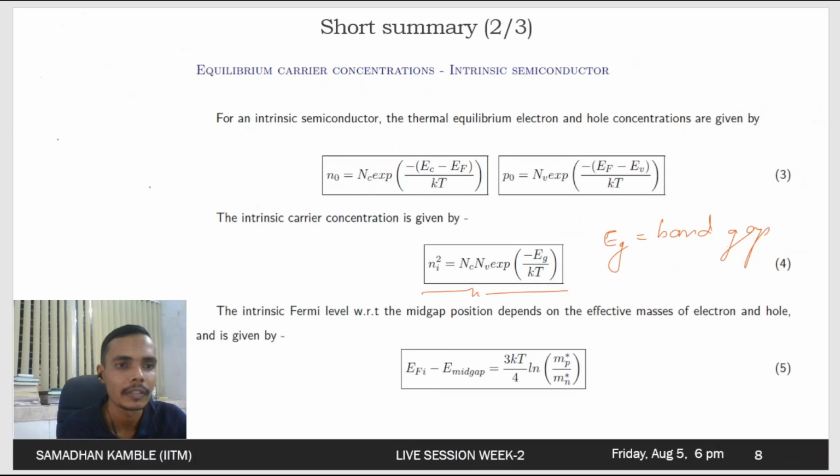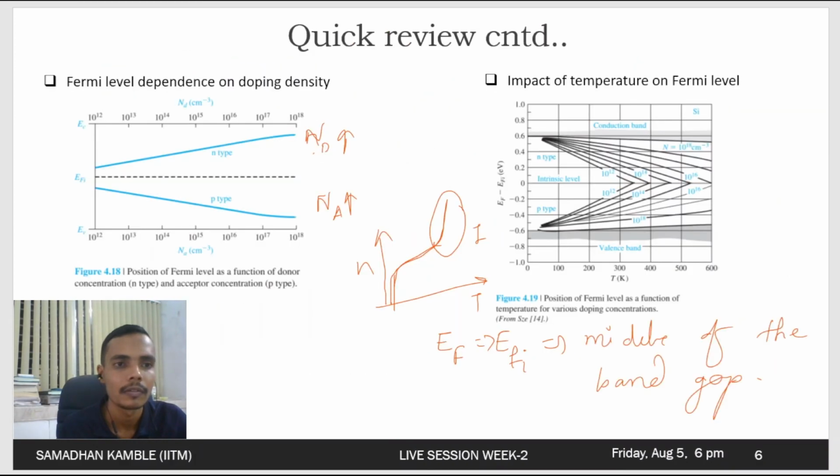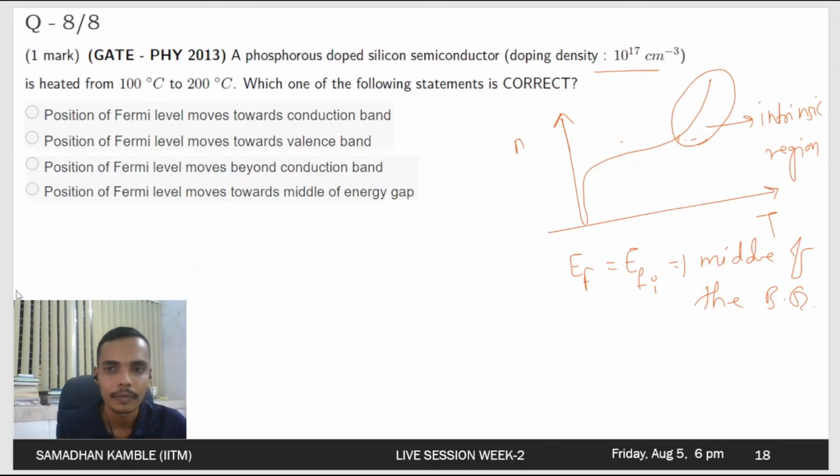So here you can see the position of the Fermi level when we increase the temperature moves towards the middle of the band gap, which is at the intrinsic level. So it depends upon different concentrations, but taking one concentration, you can see for 100 to 200 or different temperatures, it tries to move towards the middle of the band gap. Okay, so is it clear?